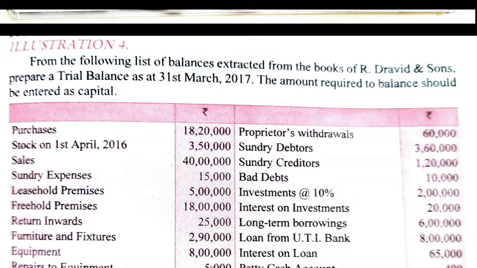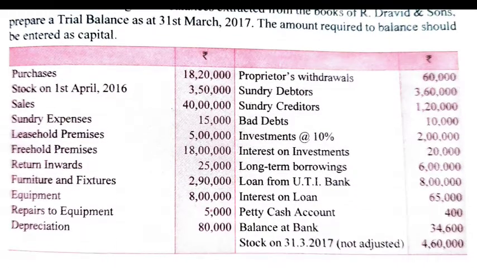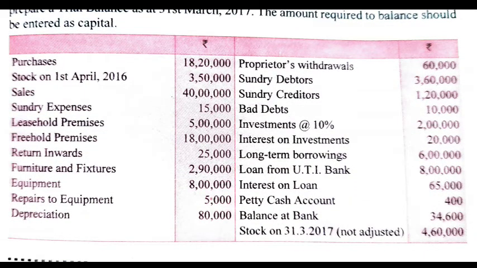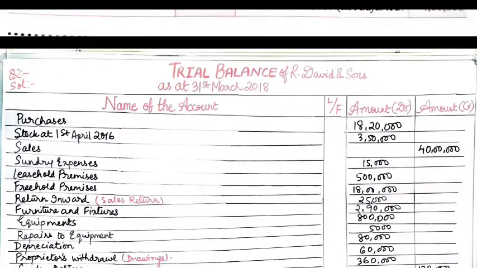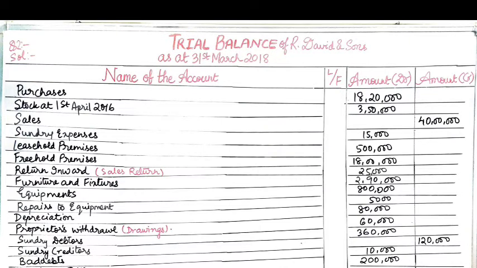In the books of R. David and Son, prepare the trial balance as on 31st March 2017. A few balances are given as per the question. So let us move on to the solution of the question. Trial balance of R. David and Son as at 31st March 2018. Name of the accounts, LF, amount debit and amount credit.